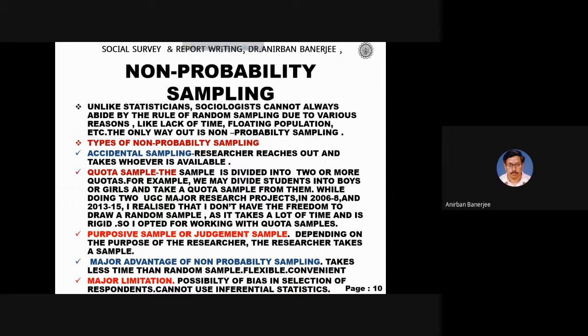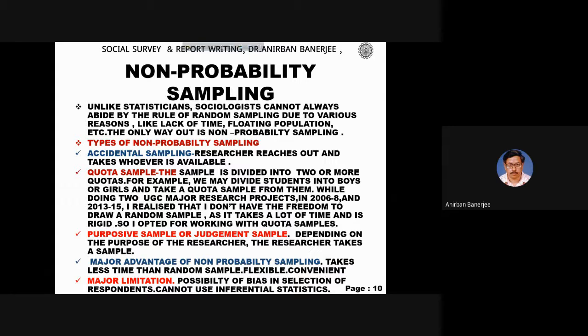One is accidental sampling. The researcher here reaches out and takes whoever is available. Say you want to do research on bus passengers. So what do you do? You simply reach out and take whoever is willing to be interviewed.